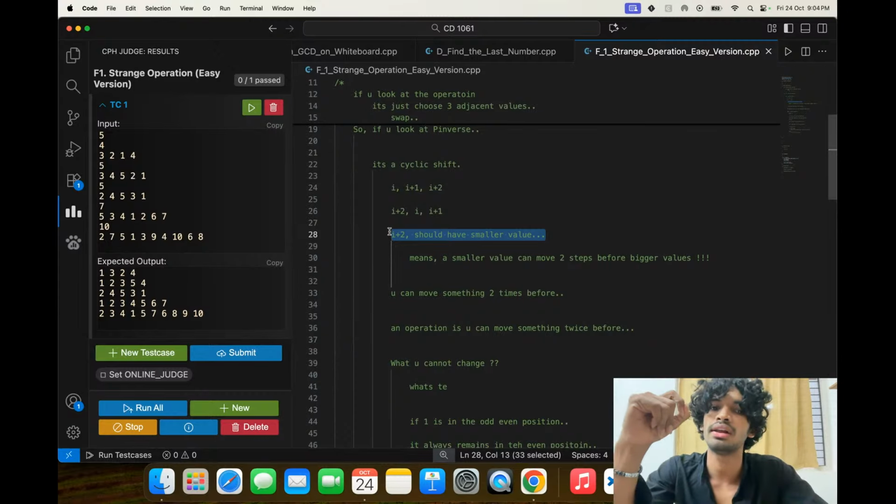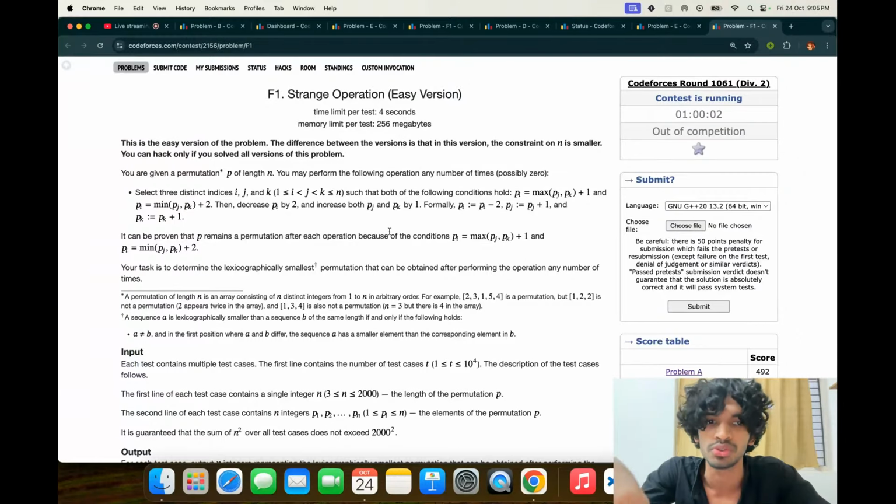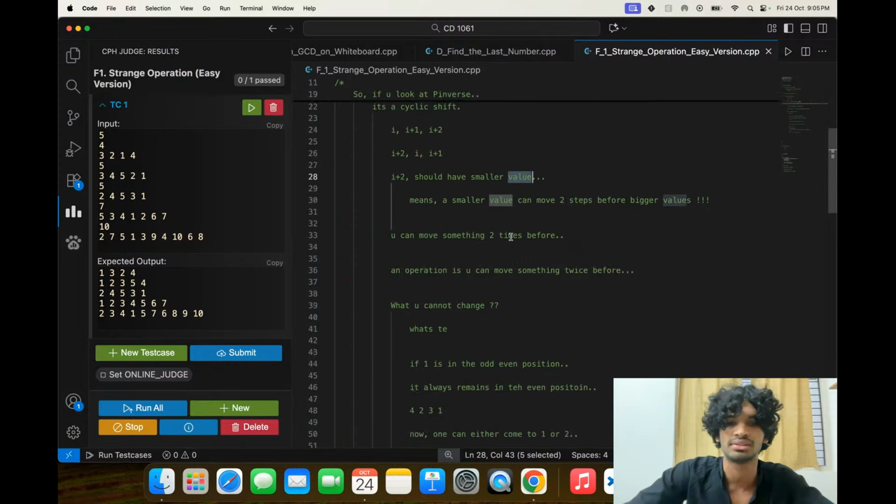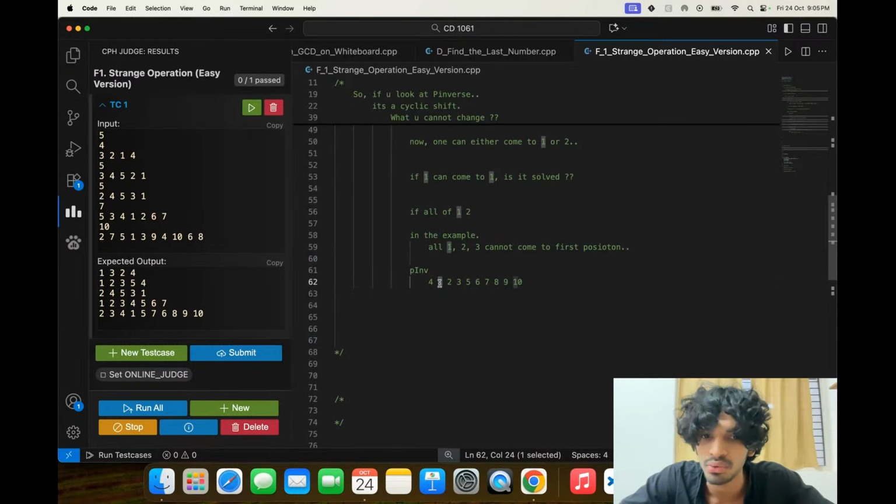If i plus 2 is smaller, i less than j less than k is always true. You swap them accordingly, because max and min don't restrict any directions. All these things are symmetric, so you can swap j comma k. Smaller value can move twice before. That's the operation. Smaller value can move twice before means 2 can move twice before, but then 1 can never move before. So 1 being here is the minimum. What is the smallest value that can come here? 2 can come here.